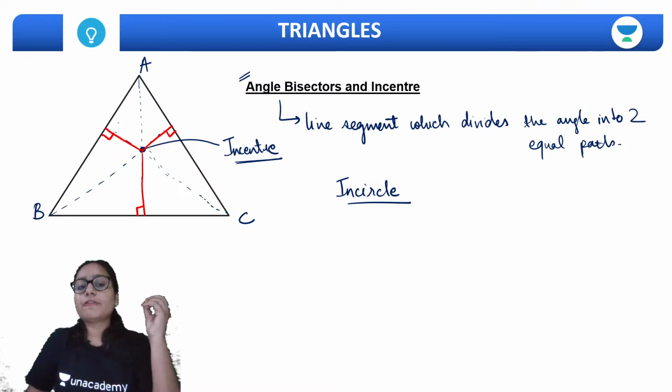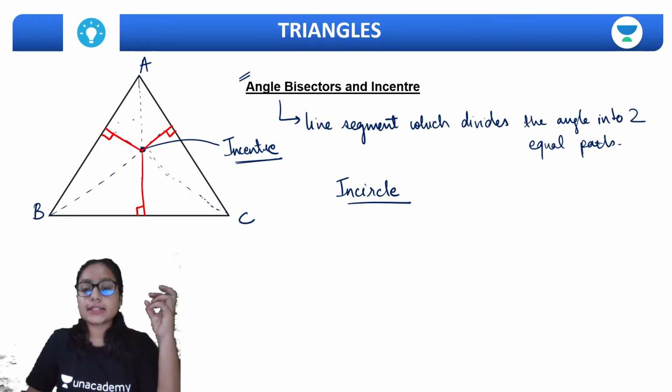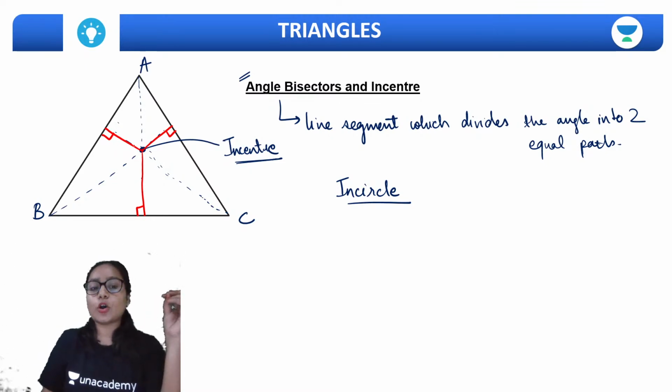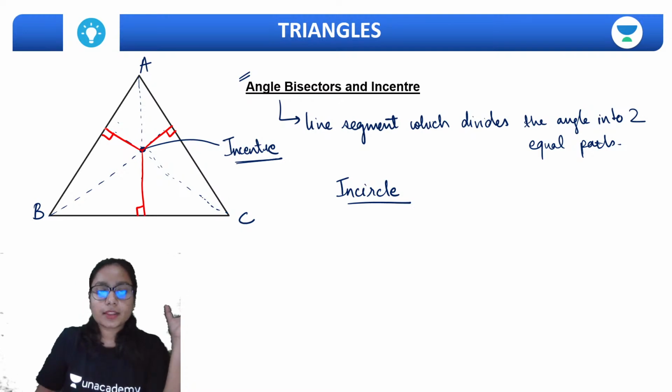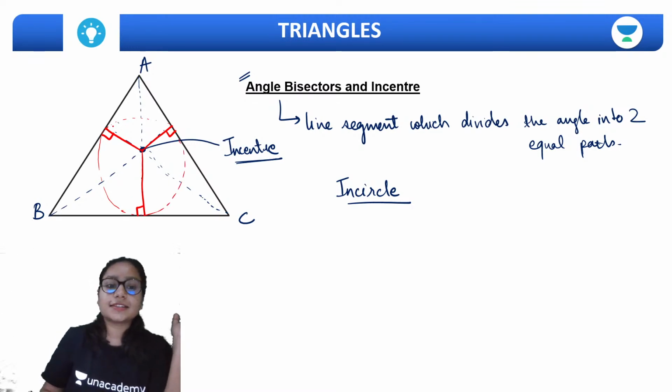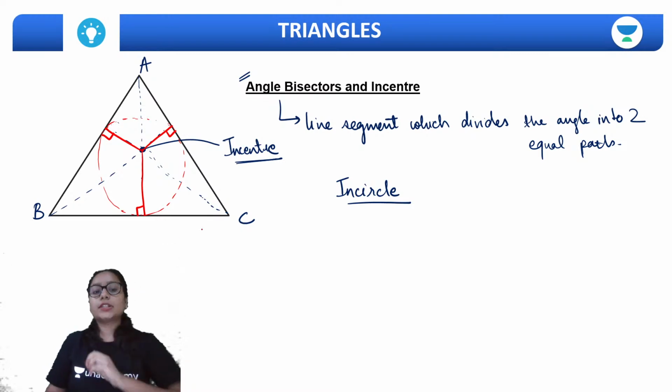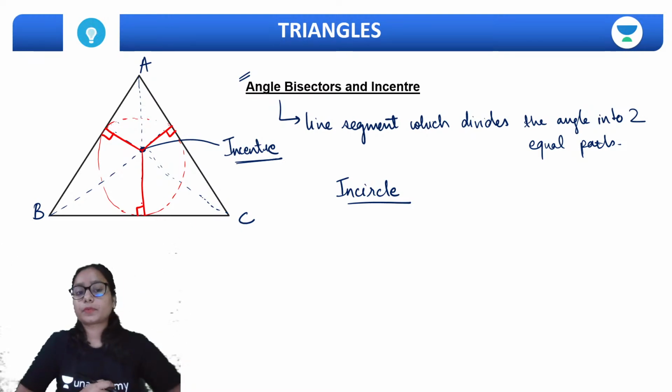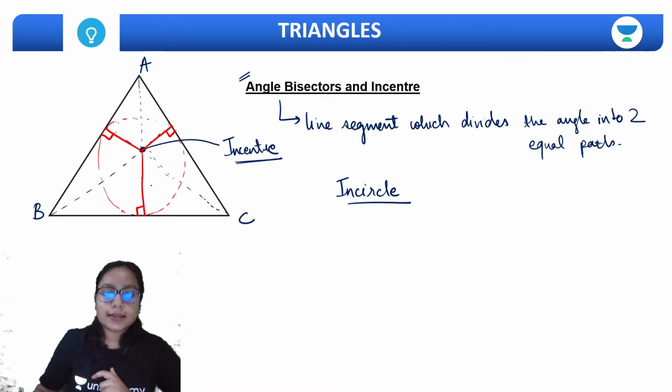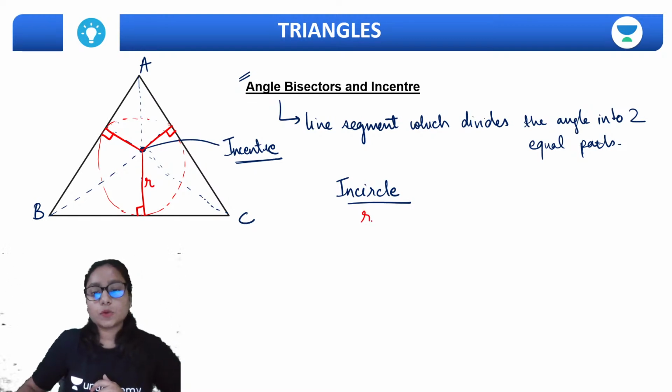In the figure which I have drawn here, all the perpendiculars do not look the same, but they are of the same measure in a triangle. Alright, so let us draw a circle. I'll get some circle like this. Well, it doesn't look like a circle, but please understand that this is a circle. So this is the incircle, and this radius r is known as the inradius.